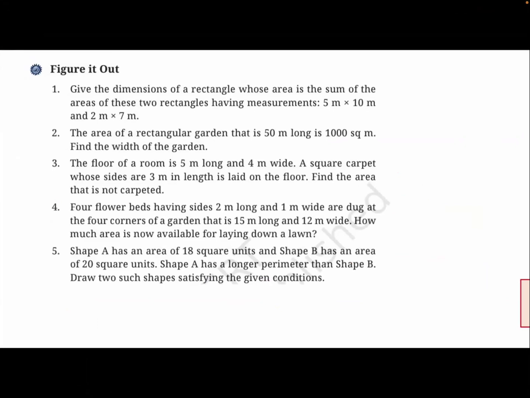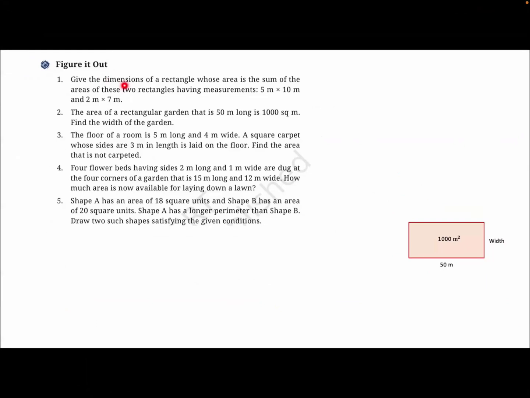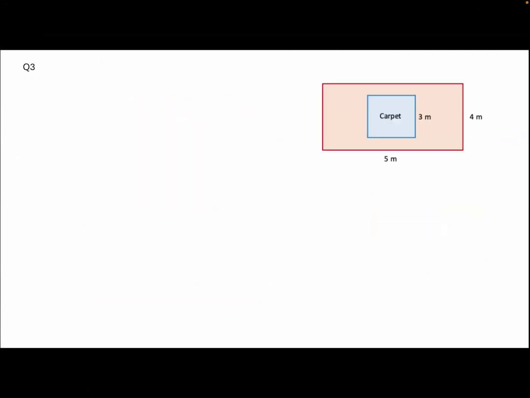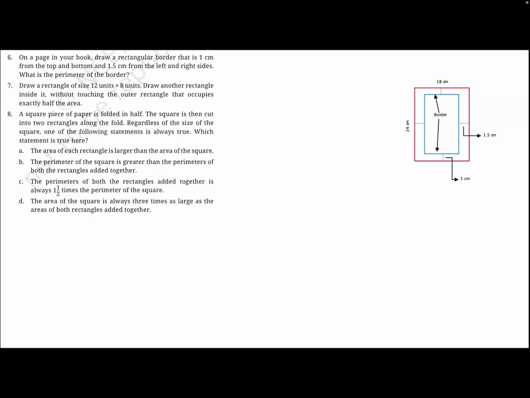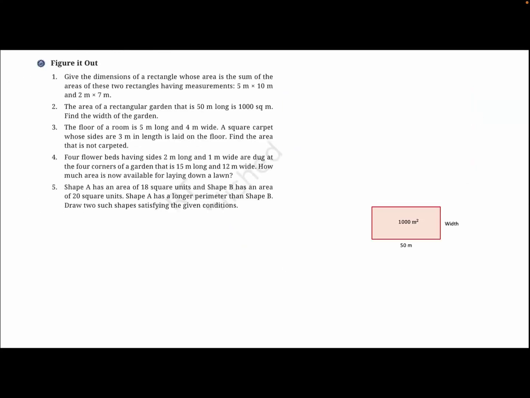This question is part of the exercise. The first question says to give the dimensions of a rectangle whose area is the sum of the areas of these two rectangles having measurements 5 meter by 10 meter. Already done, no? That one was already done. Second question, third question already done. Fourth question was already done, right? And we are going to continue with the fifth question right now.